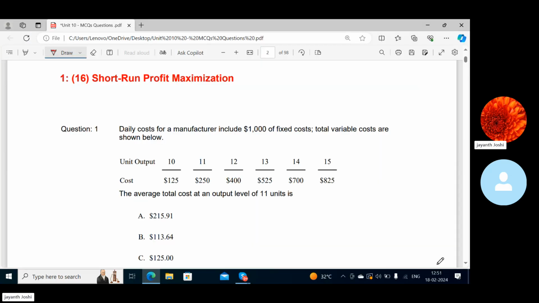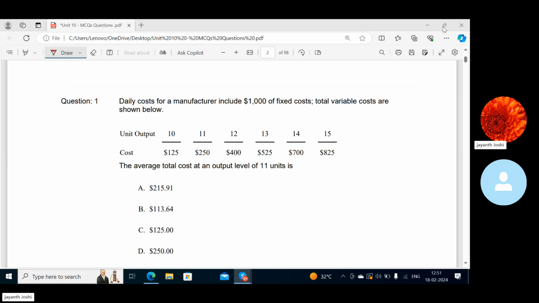So, the first question is: daily costs for a manufacturer include $1,000 of fixed cost. Total variable costs are shown below. If you are producing 10 units, the cost is $125. If you are producing 11 units, the cost is $250; for 12, 400; for 13, 525; for 14, 700; for 15, 825. The average total cost at an output level of 11 units is what?